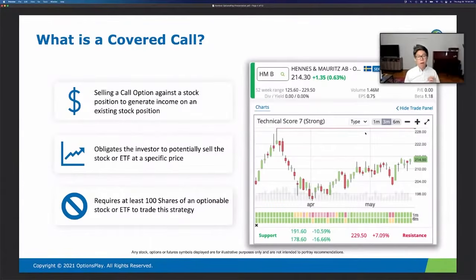But the primary strategy that I want to introduce here today for those of you that may be either experienced options traders or just getting started with options trading is what we call a covered call. And a covered call is a strategy that is suitable for anyone who is a stock investor. If you invest in stocks or ETFs, covered calls are a way to allow you to generate income on those assets that you own in your portfolio, but at the same time, allow you to potentially sell the stocks that you own at a profit.